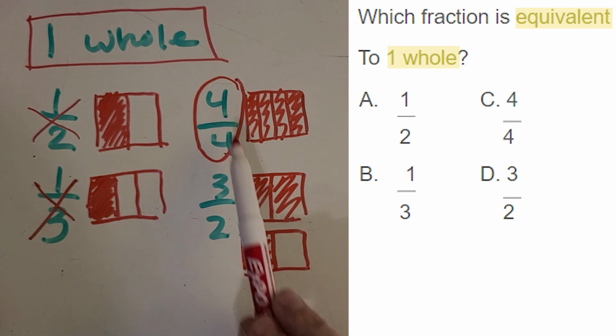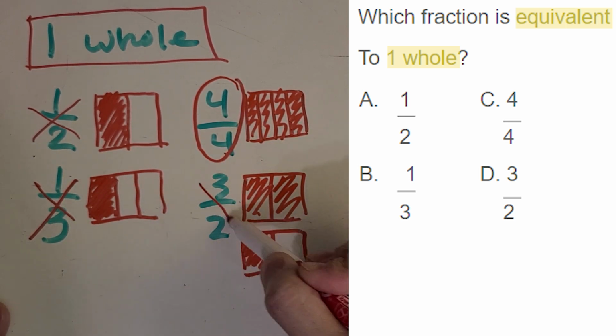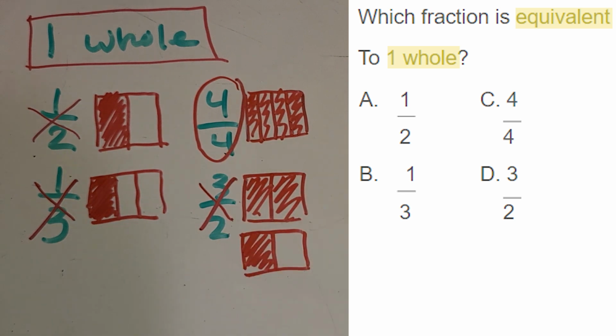Okay, great job. It's 4/4. This one is more than one whole candy bar, so we can't pick that one, but choice C is great. Okay, awesome.